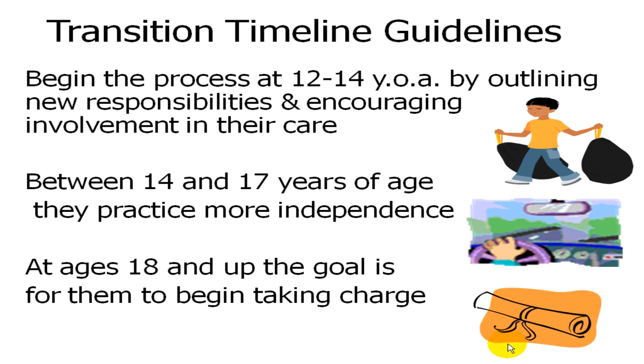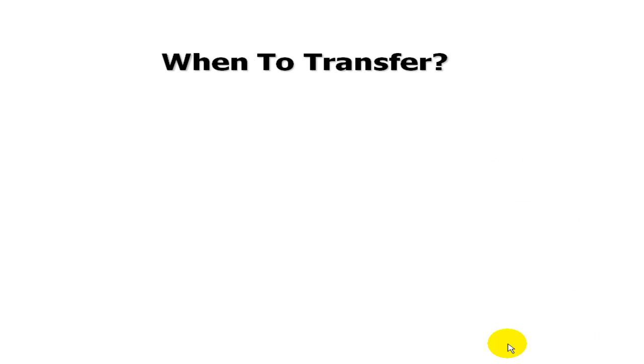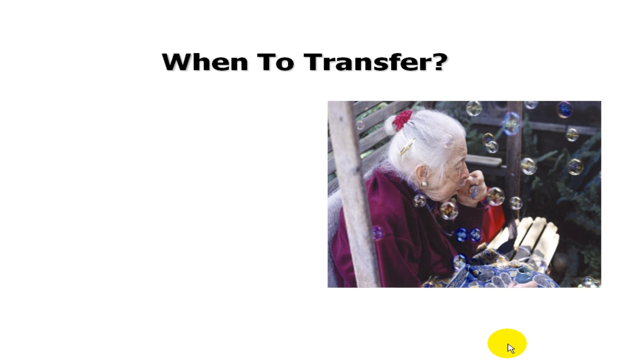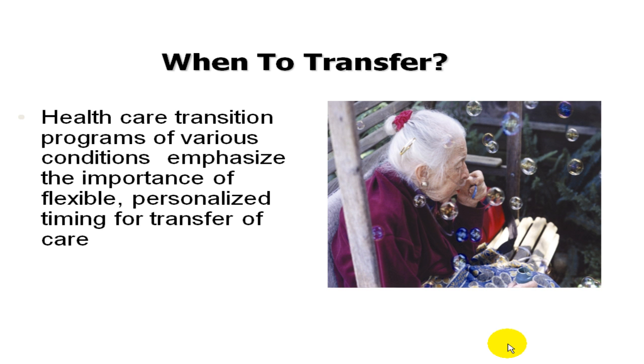Transition really should begin at about 12 to 14 years of age by outlining responsibilities and encouraging the patients to be involved in their care. So really at about middle school, you need to start working with the patient, kick the parents out of the room, and start talking with patients alone. At 14 to 17 years of age, you start to practice more independence, and about age 18, you start to have them begin to take charge. This is a nice guideline, but that's when it starts. So when do we transfer our patients is the question that people always ask. Well, hopefully not at this age, but we really should transfer our patients when the patients are ready, and it needs to be personalized, and it needs to be flexible, and it needs to be really based on patients' cognition.